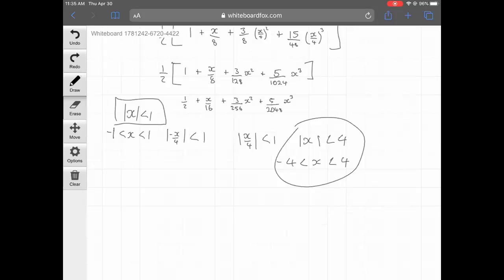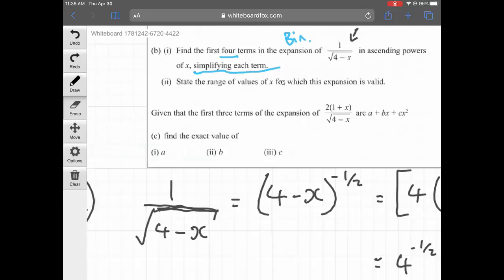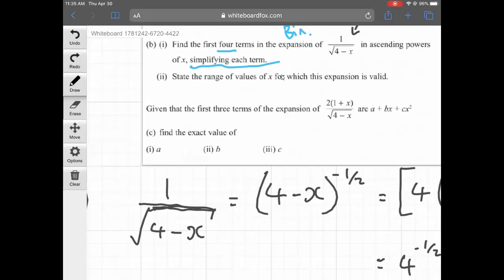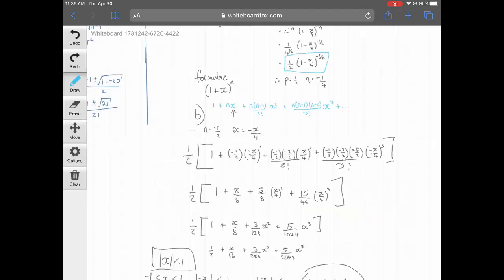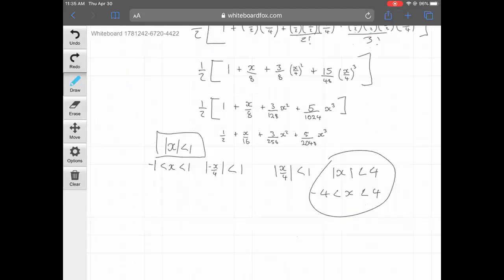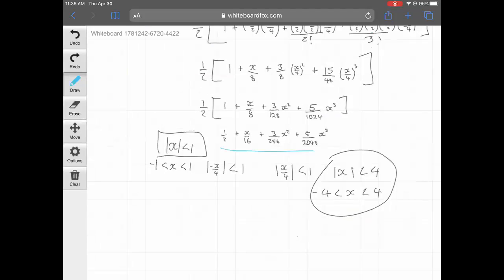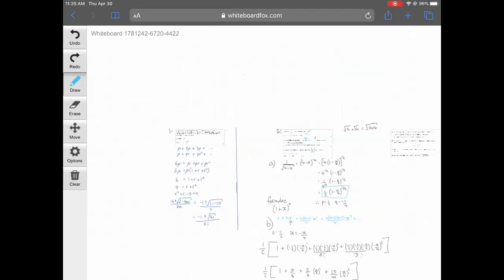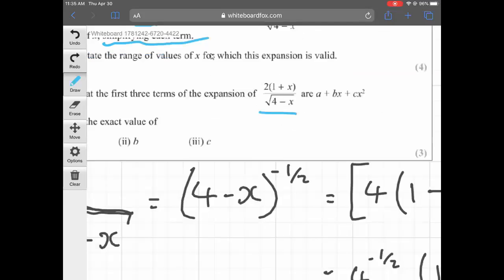All right, part C. So now we've got, given the first three terms of the expansion of this are a plus bx plus cx squared, find a, b, and c. So hopefully you recognize that the bottom part, at least, of this is what we've just found. We've literally just found that expansion. And it's that being multiplied by 2, 1 plus x.